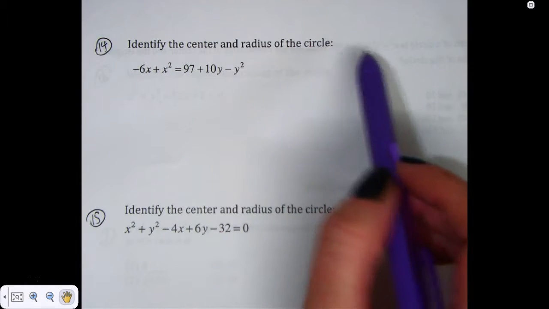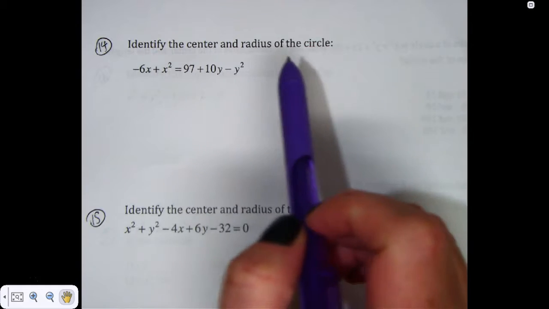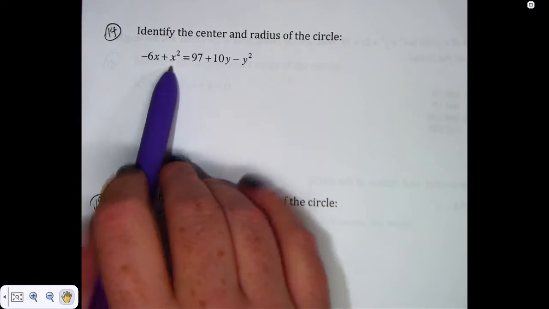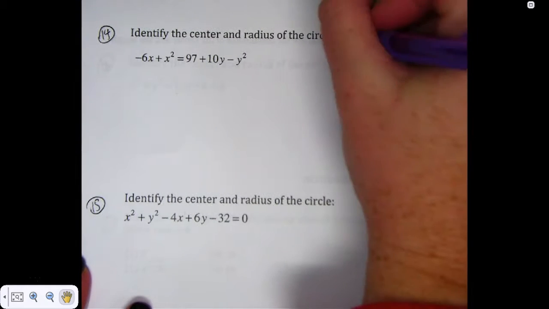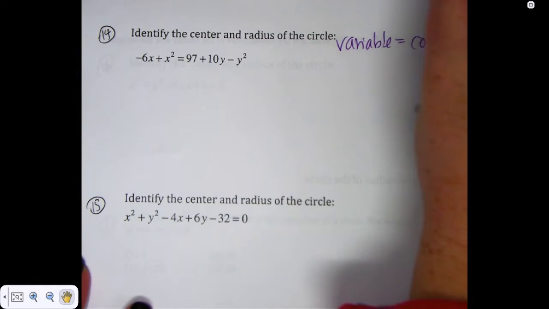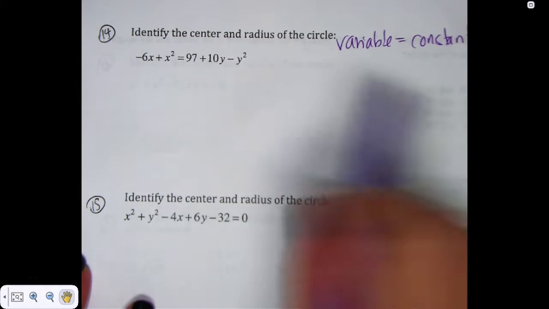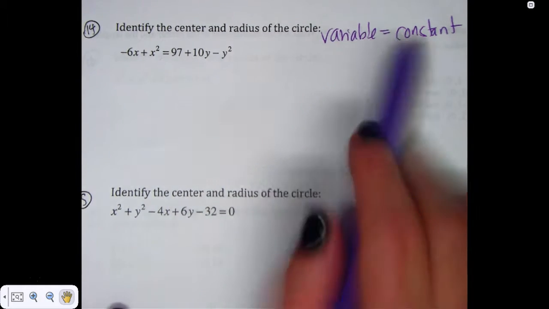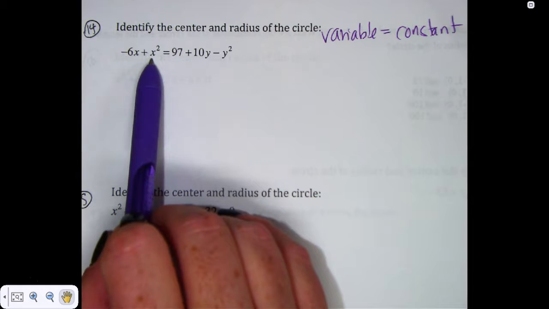Okay, here's one more example of how to complete the square to be able to identify the center and the radius of a circle. So what I do again, x squared is positive. I want all of my variables on one side and to be positive, and I want the constant to be on the other side. So typically I move the variables to the left and the constant on the right because this x squared is already positive.